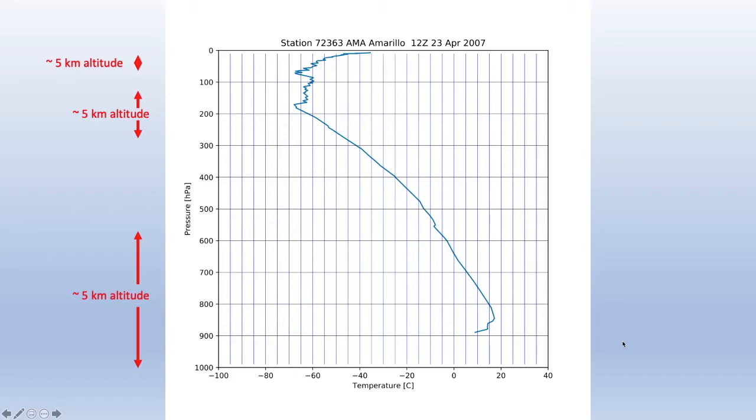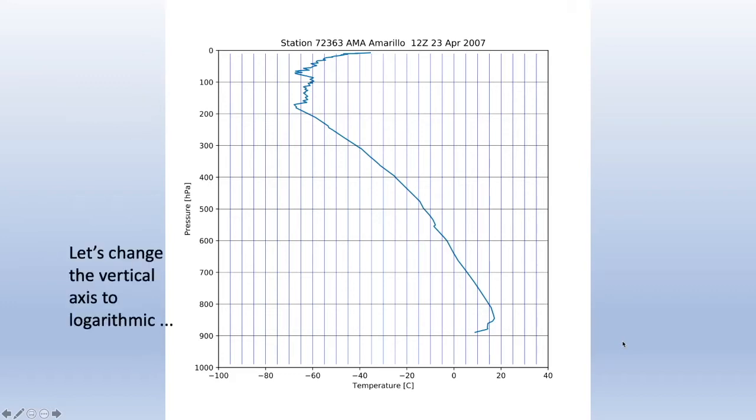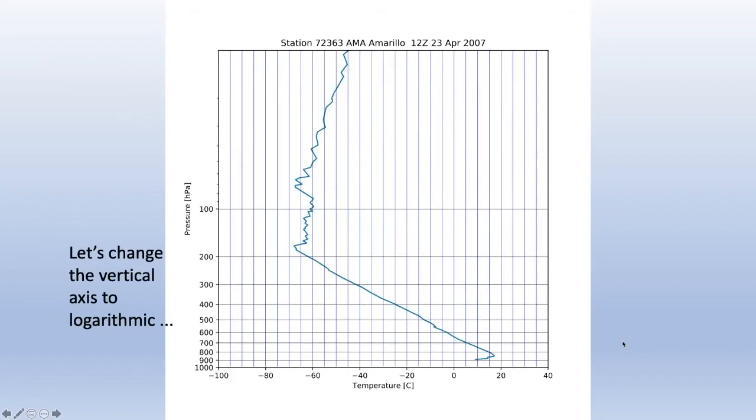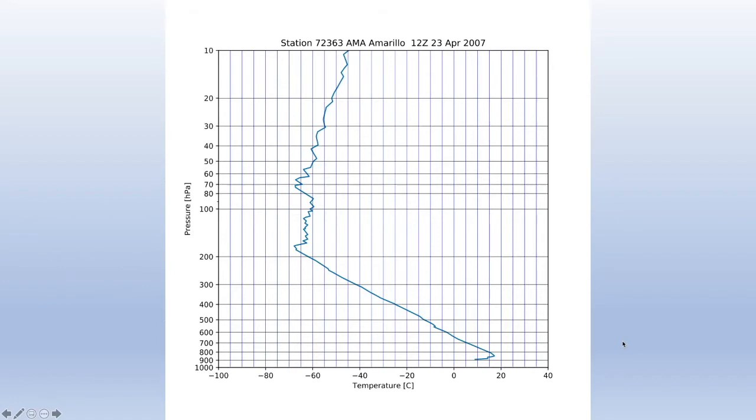So if we take the logarithm of pressure and use that as the vertical axis, we will get a better, more linear representation of height relative to the scale of the diagram. So we'll change the vertical axis to logarithmic. And we'll go ahead and add extra labels above 100 hectopascals so that we have everything nicely labeled to the top. This is what the sounding looks like now with logarithmic pressure as the vertical axis.